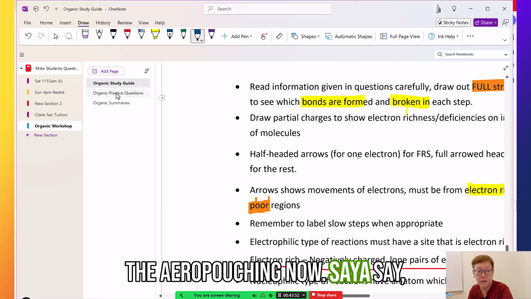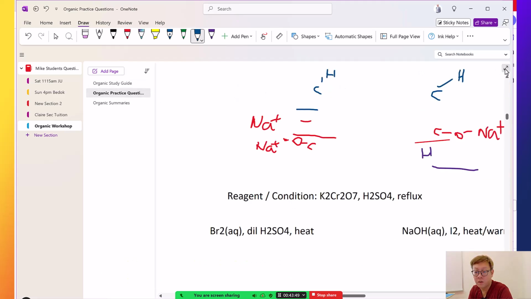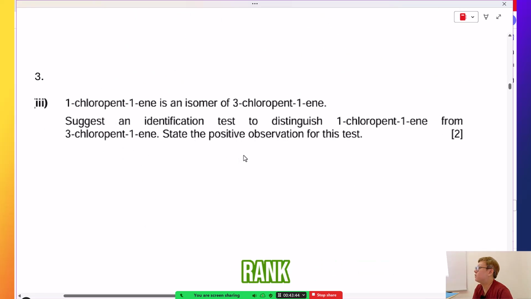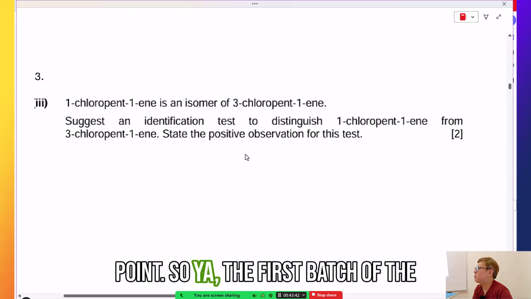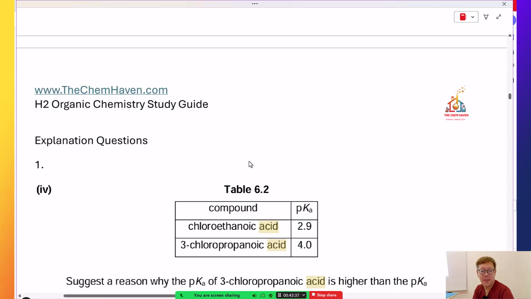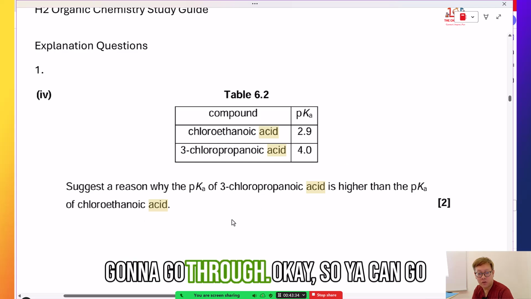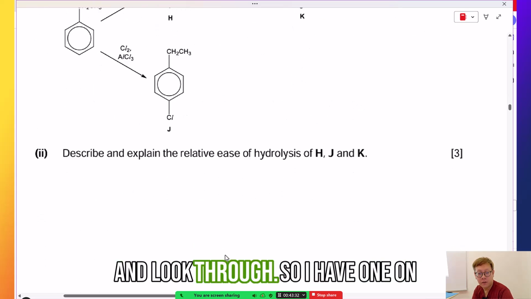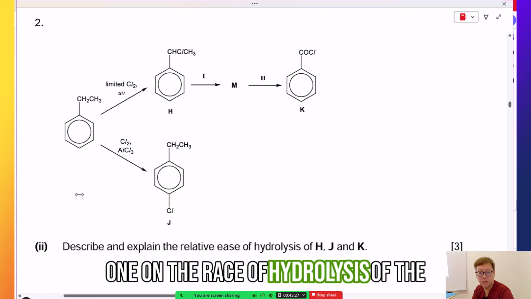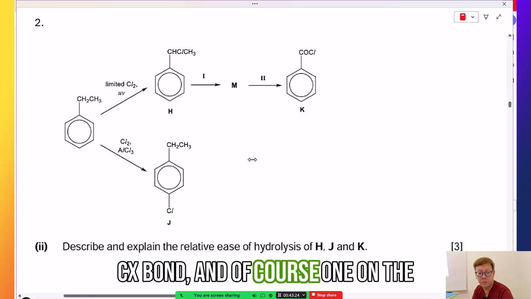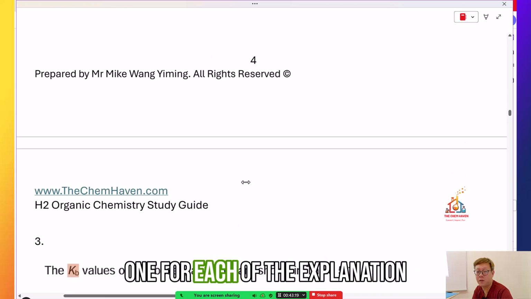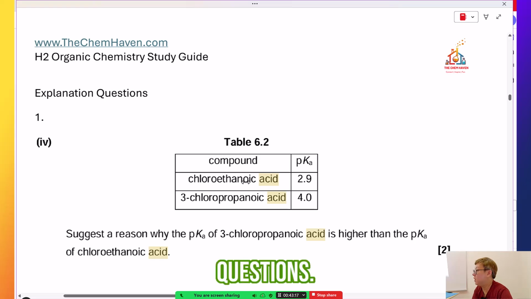Now, I say again, these are questions from last year's prelim. Your seniors just took it. They are the last batch of the 90 rank point, so you are the first batch of the 70 rank points. The acid-base comparison I'm not going to go through, so you can go and look through. I have one on the acid-base strength comparison, one on the rates of hydrolysis of the C-X bond, and of course one on the base strength comparison. One for each of the explanation questions.